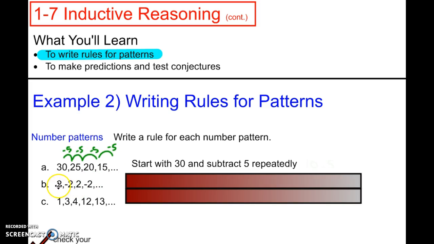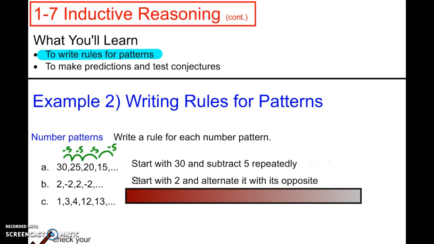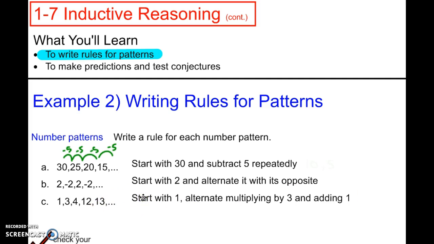Let's look at letter B. Starts with 2, and then it looks like it goes to -2, +2, -2. So that would be what's called the opposite. So this would be 2, starts with 2, and alternate it with its opposite. The last one, 1, 3, 4, 12, and 13, would start with 1, and then it would multiply by 3, then add 1.